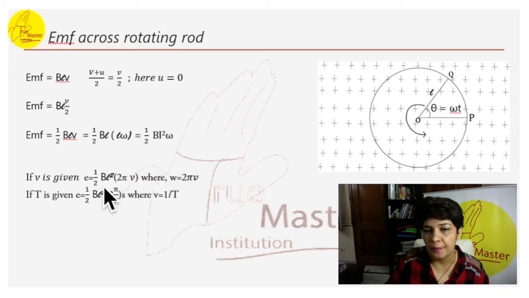If the frequency v is given, then we can also write omega is equal to 2 pi v, and instead of omega here we can write 2 pi v. So half BL square 2 pi v can be written, and if we don't want to write the frequency v here, it can be written as 1 by T, because frequency is equal to 1 by T. So this can become the formula in terms of time period. So you can note down these three formulas from here. Mainly this is the formula that you have to learn, half BL square omega.